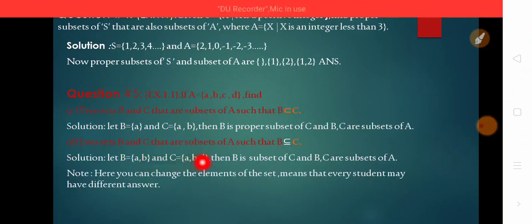So every student may have a different answer for that, but you have to prove this condition: two sets B and C that are subsets of A such that B is a proper subset of C. So you have to make such a condition in which you are able to prove B is a proper subset of C. In this you are going to prove B is a subset of C.